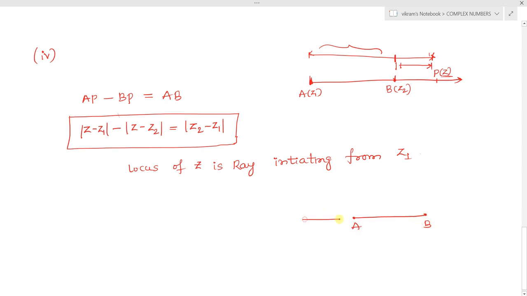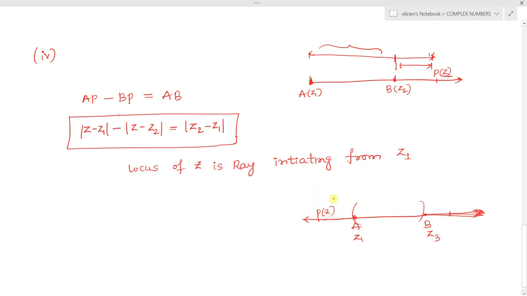Now if this P is towards the left side. Just before, we discussed that P is on the right side. Now if P is towards the left side, that means P is moving either towards the left side or towards the right side, but it is not lying in between A and B. Then we will obtain the same thing, whether it is towards the left side or towards the right side.